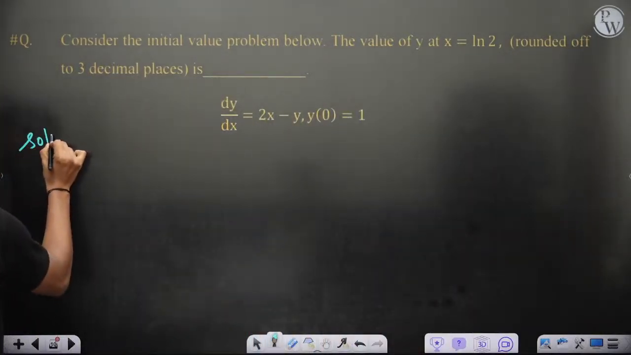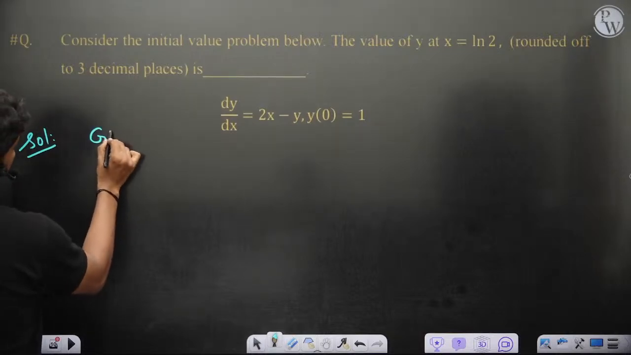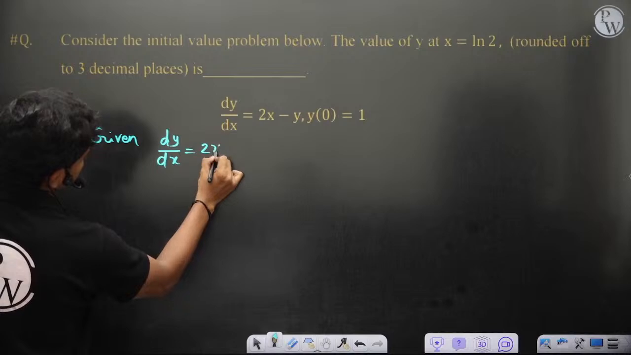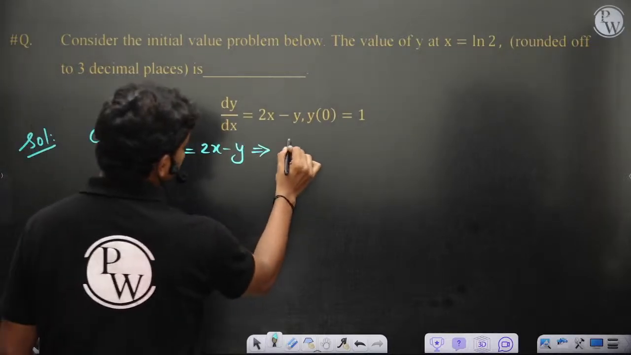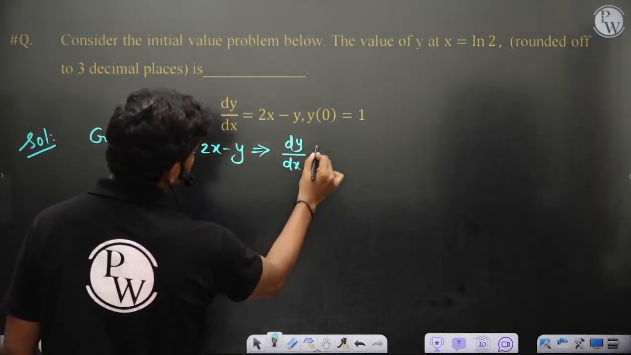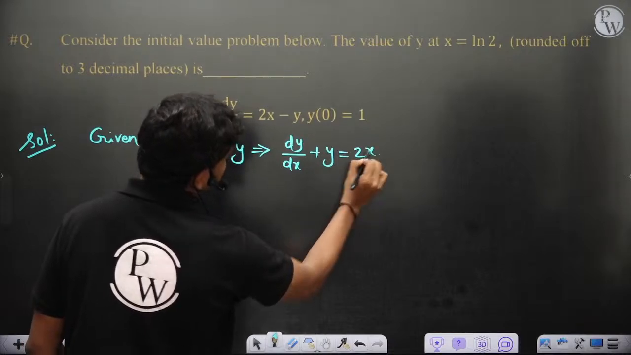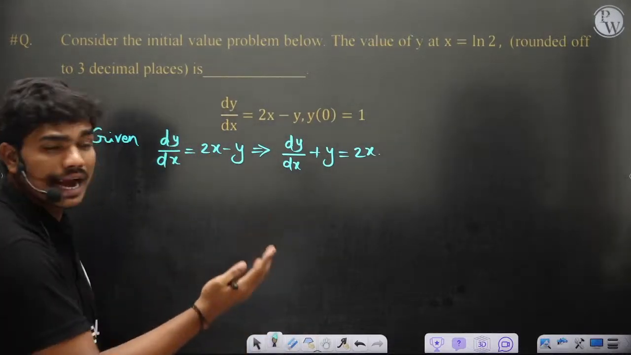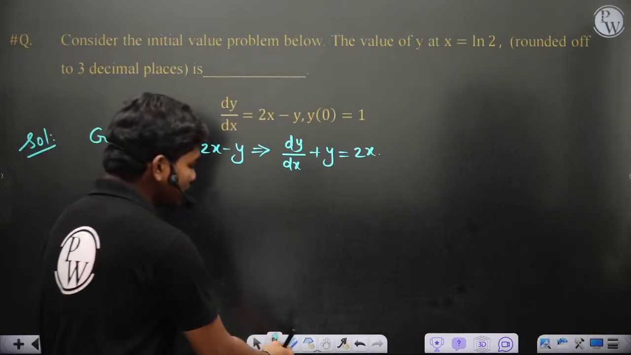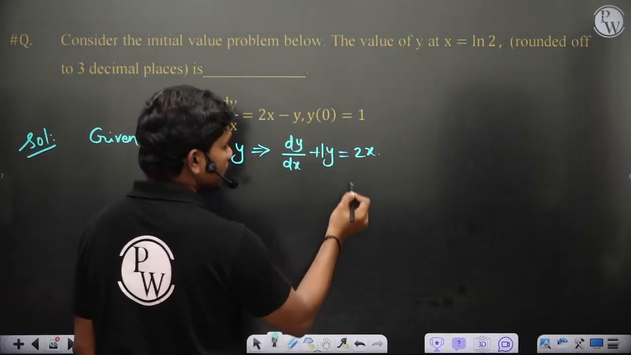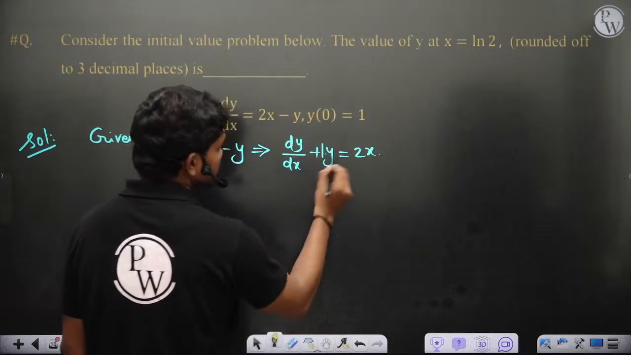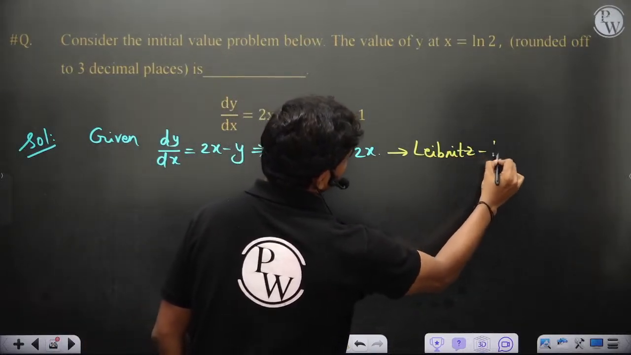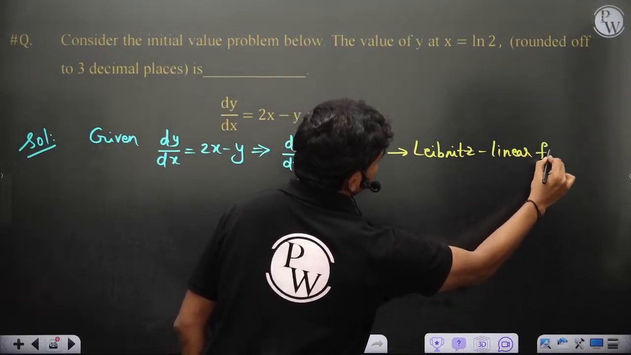Yesterday's homework. Given dy by dx is equal to 2x minus y. This tells you dy by dx plus y is equal to 2x, if you shift this y to the left hand side. Even I don't know the answer, to be frank. Let us solve. Then we can write 1 here, of course. When you write a 1 here, it's of Leibniz linear form.